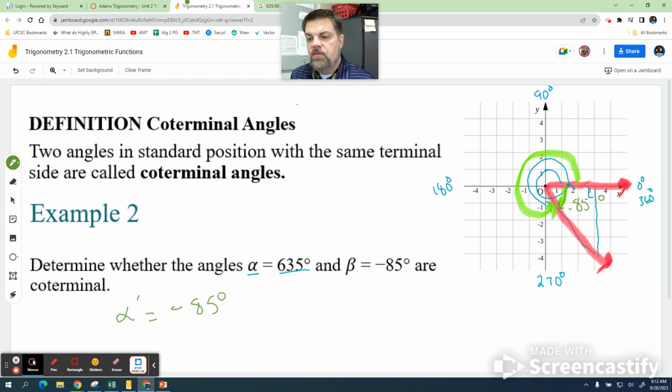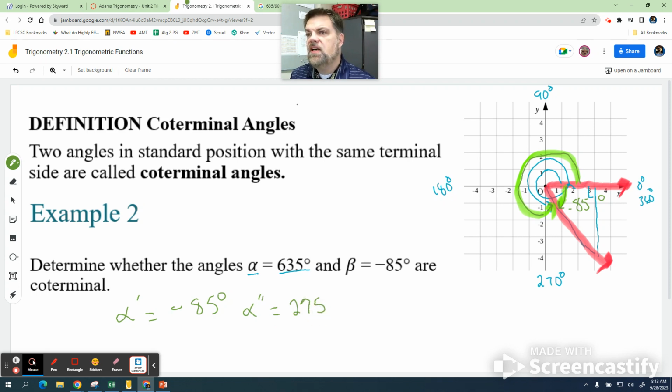Now if I do one full rotation, I go 90, 180, 270, 275. So another angle, and we'll do double prime, could be a positive 275.